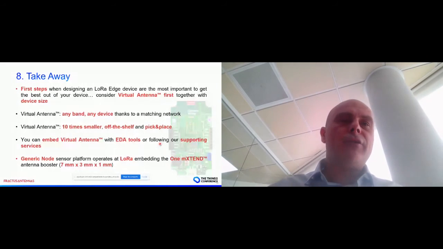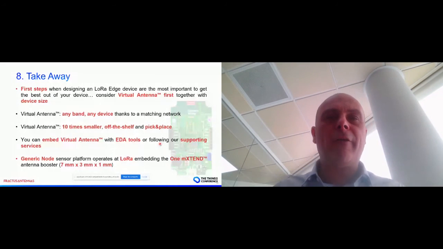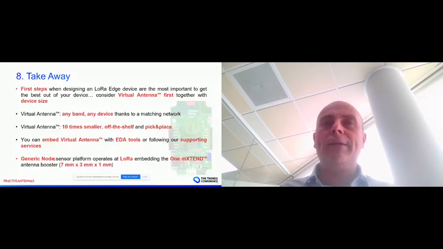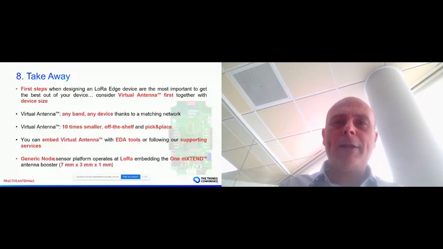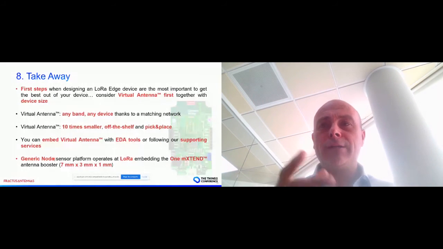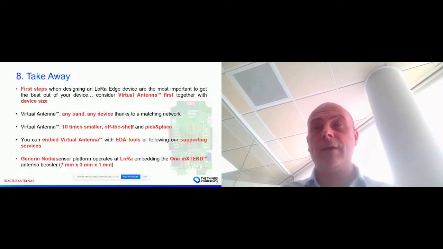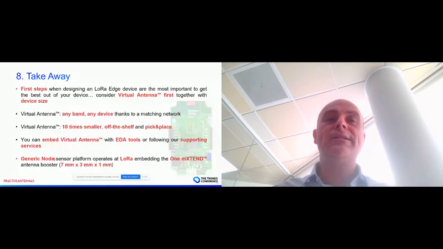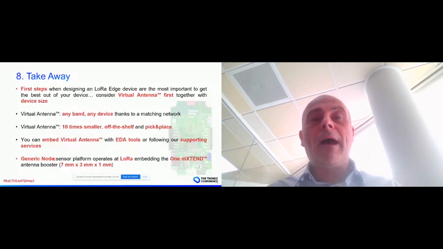And finally, the generic node sensor platform, a very nice platform for sensing. It's already incorporating many attractive technologies from Microchip and ST Microelectronics. By the way, The Things Network has designed this device, including the virtual antenna, the 1MX10 component, which is only 7 by 3 by 1 millimeters.